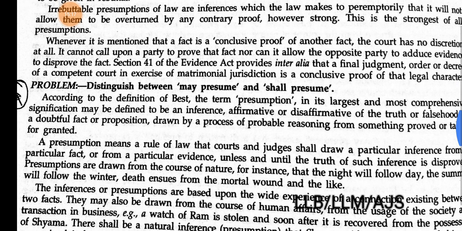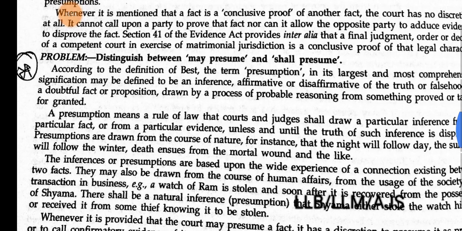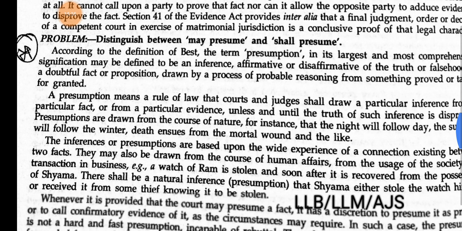Section 41 of the Evidence Act provides, inter alia, that a final judgment, order, or decree of a competent court in exercise of matrimonial jurisdiction is a conclusive proof of that legal character. This is another example: the court must be of competent nature, and the jurisdiction is matrimonial. Then comes the problem: distinguish between may presume and shall presume.